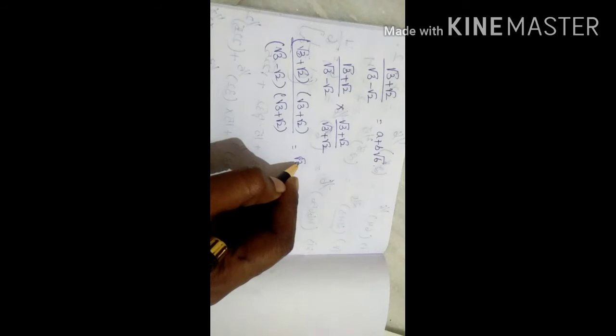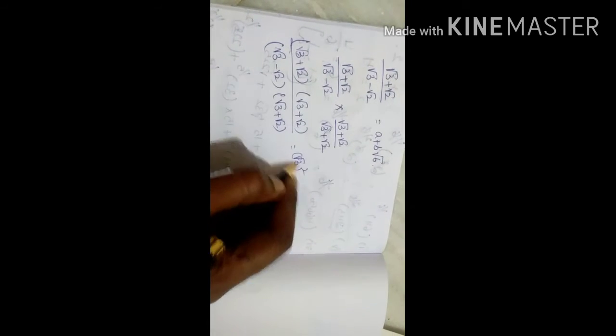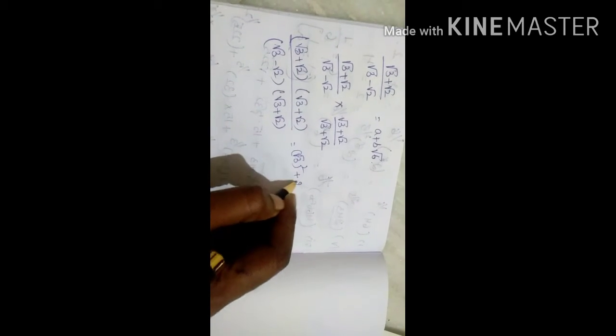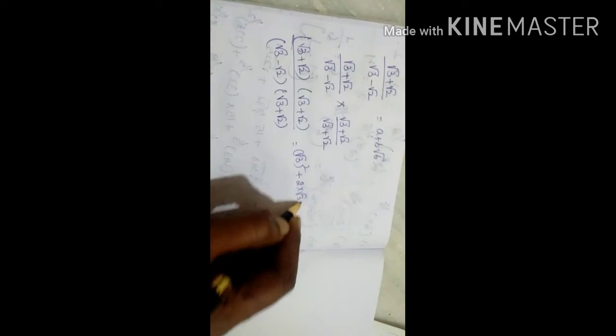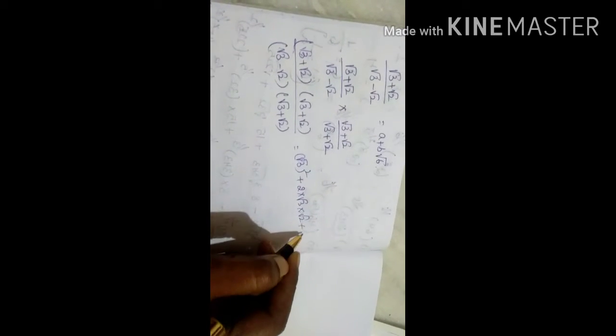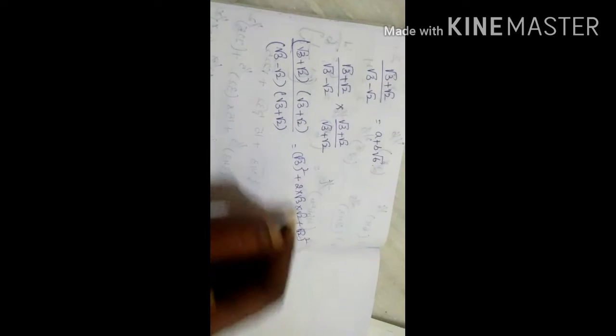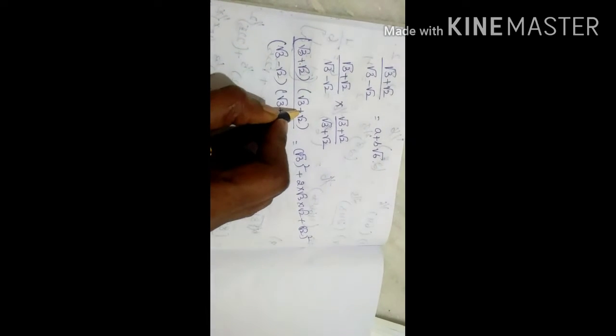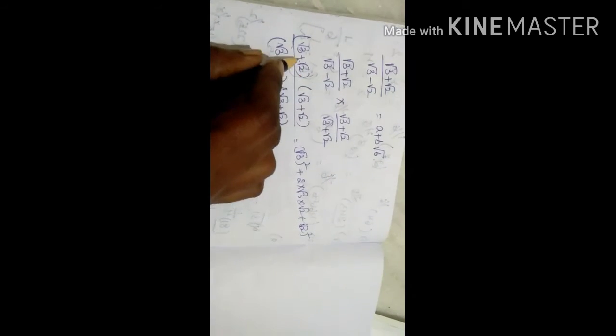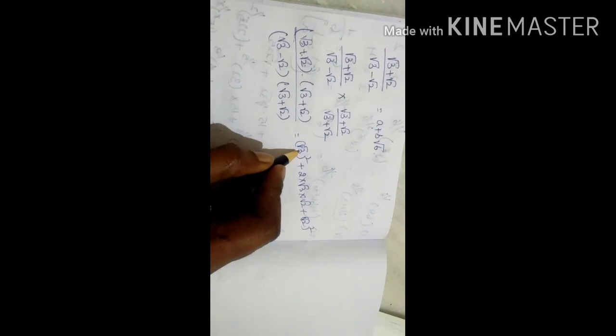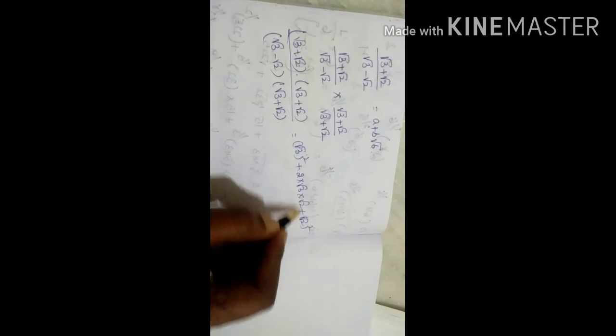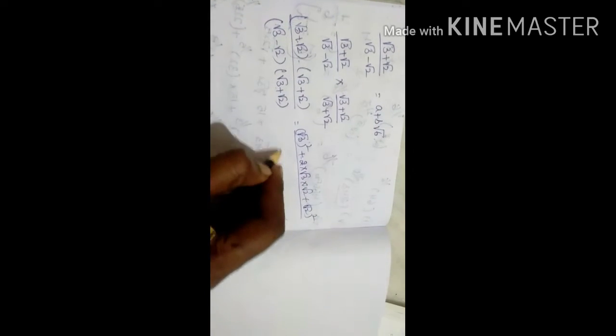So root 3 whole square, that is a square, plus 2 into root 3 into root 2, plus root 2 whole square. This is in the form of a plus b into a plus b, so you have to write it as a plus b whole square. The formula is a square plus 2ab plus b square, and divided by a minus b into a plus b, which is a square minus b square.